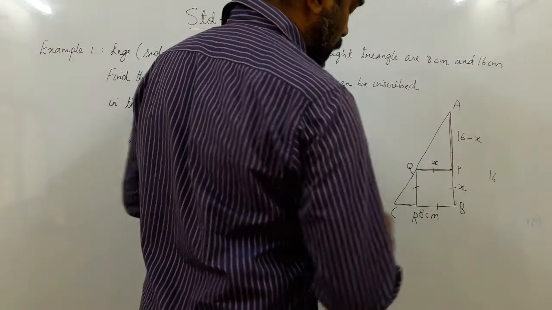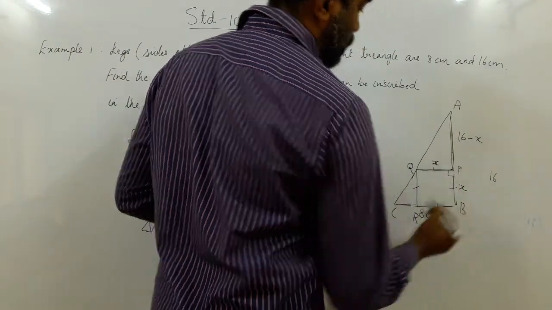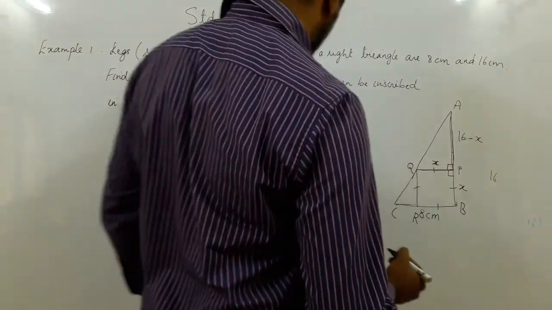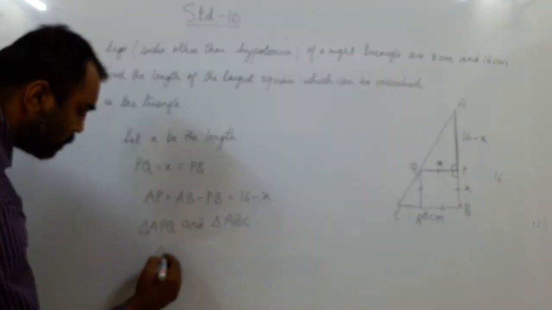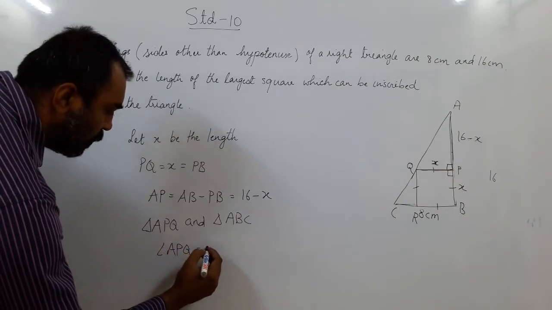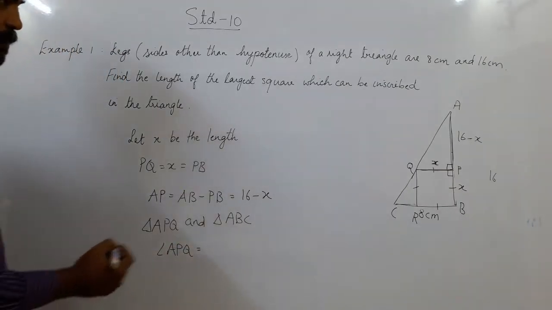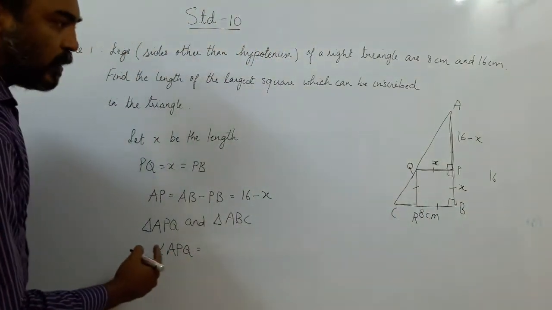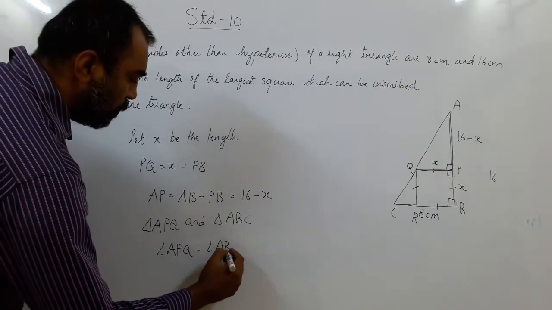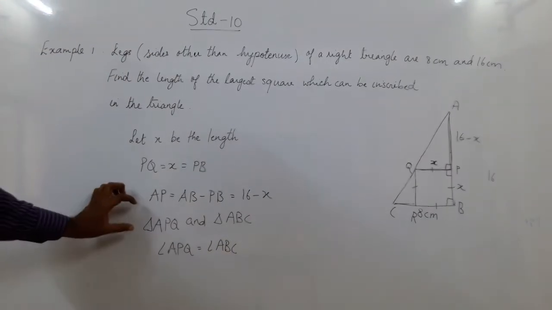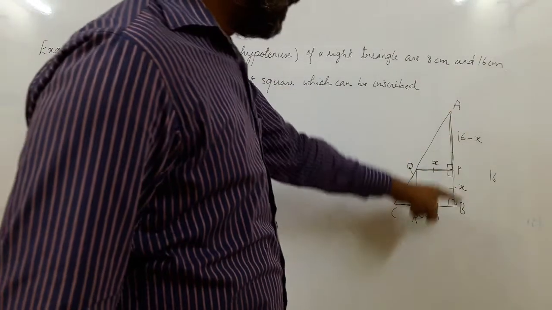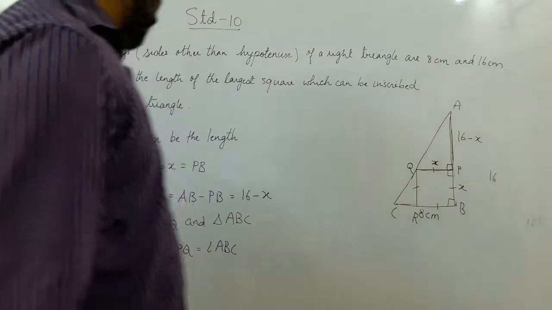Now, since this is a square, the angle will be 90 and it is a straight line. If this is 90, this angle will also be 90. So we have angle APQ equal to 90 degrees, and in triangle ABC, angle B is also 90 degrees. It's a right angle triangle. So angle APQ equals angle ABC. In the smaller triangle APQ, angle P is 90 degrees, and in the bigger triangle ABC, angle B is 90 degrees.